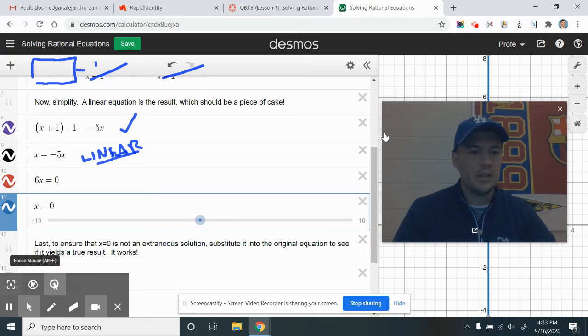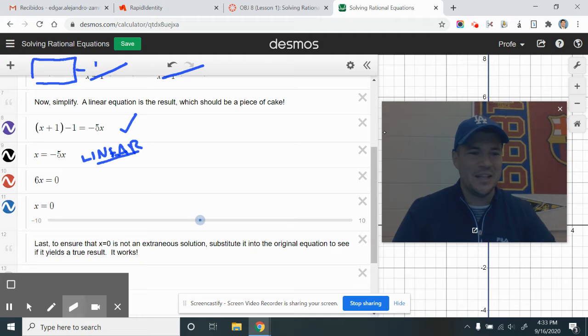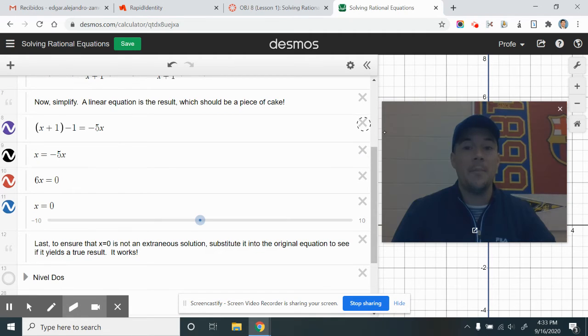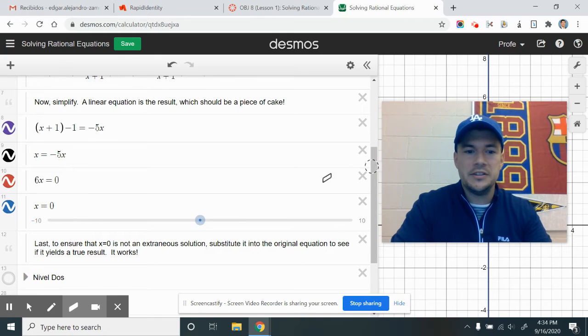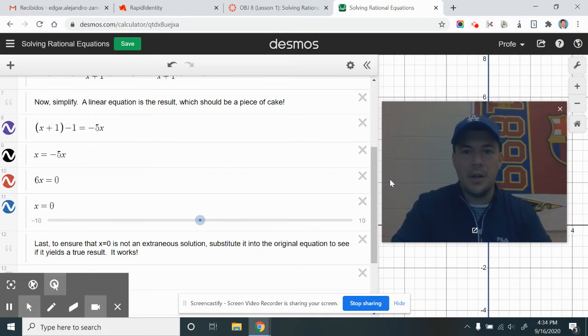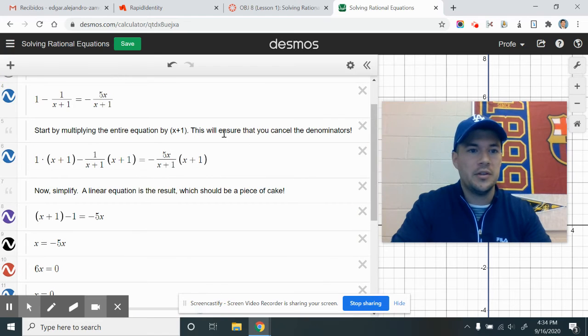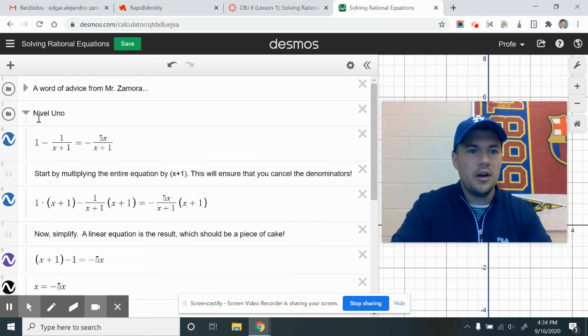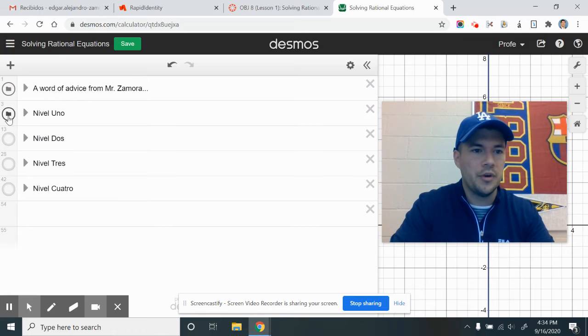All right, let's look at a second example. And by the way, you need to go back and verify that that is indeed a solution, by substituting x equals 0 back into the equation, and you'll find that it works. So here's a level 2 problem for you guys.